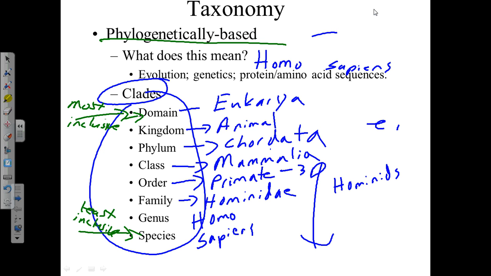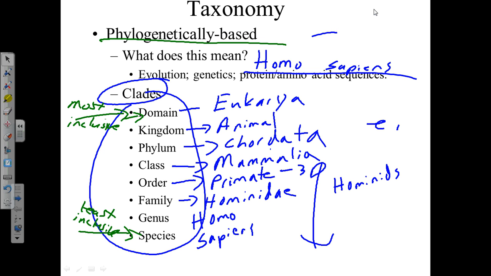And if you're handwriting it like I did, what are you supposed to do to it? You're supposed to underline it to let people know, hey, this is a name, it's a proper name. If you're typing it, what are you supposed to do to it? Put it in italics. So it's genus and then species. If you're handwriting it, underline. If you're typing it, put it in italics.